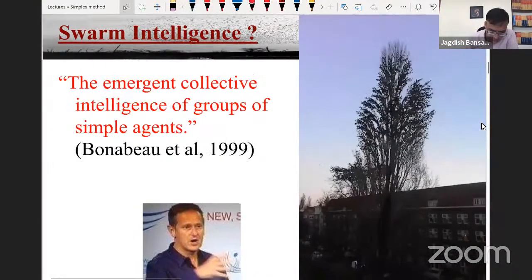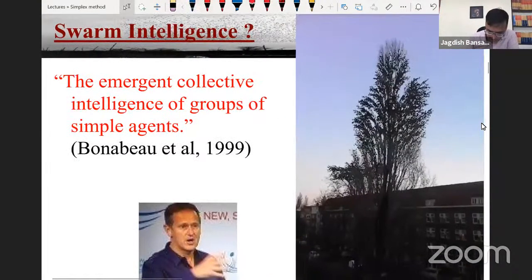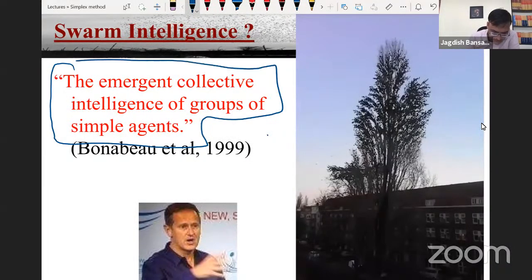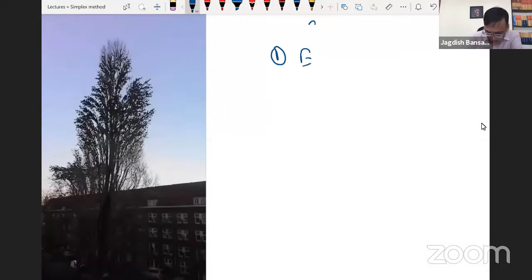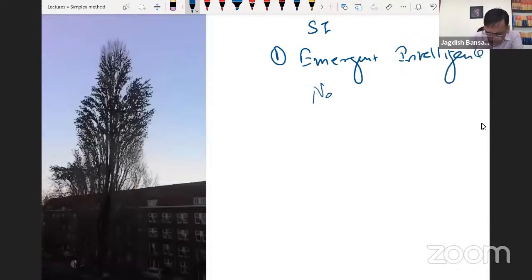So let me start with swarm intelligence. Of course I'll run this video also. Before that, this is one formal definition of swarm intelligence: it is the emergent collective intelligence of a group of simple agents. Look, the very first thing is that swarm intelligence is emergent intelligence, not inherent intelligence. This is very important to note.